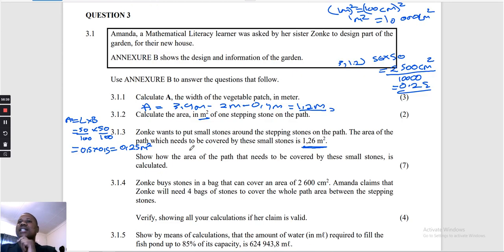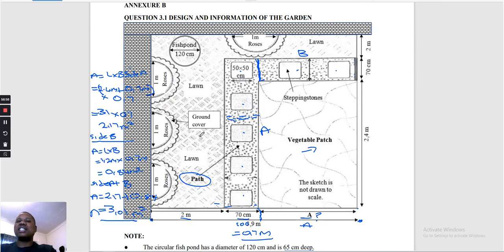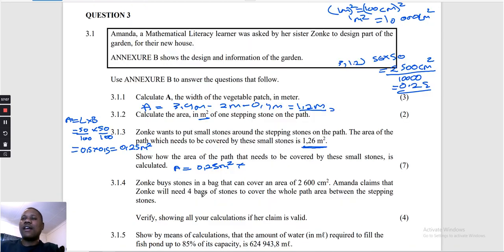We're going to take the area of one stepping stone, which is 0,25 meters squared. We multiply by the number of stepping stones. How many stepping stones do we have? We have 1, 2, 3, 4, 5, 6, 7. We have 7 stepping stones. Then we multiply this by 7.